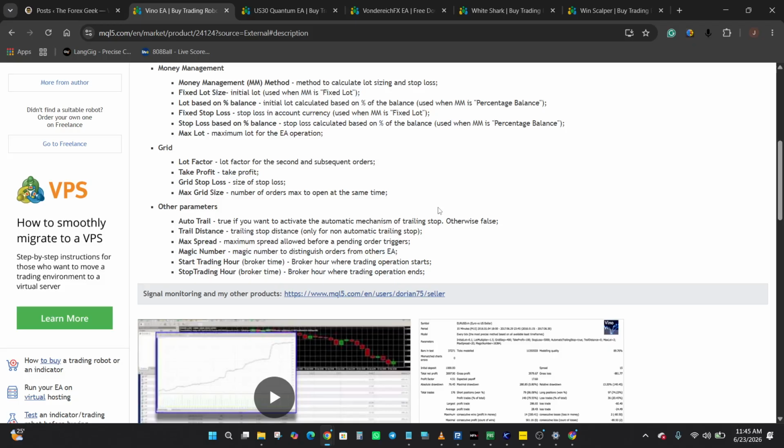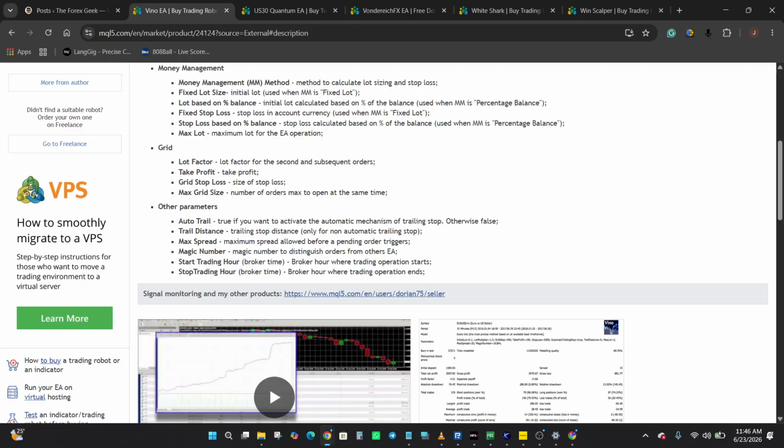The EA also includes trailing stop functionality. Users can enable automatic trailing or define a manual trailing distance. Other controls include a maximum spread filter, a magic number for trade identification, and trading hour parameters that allow trading activity to be restricted to specific broker times.